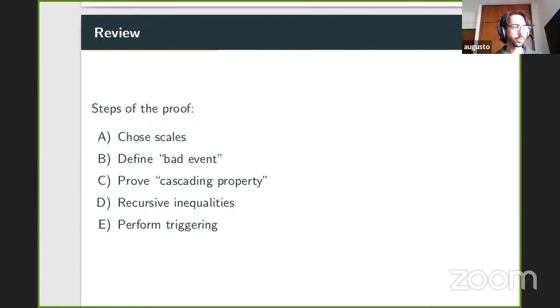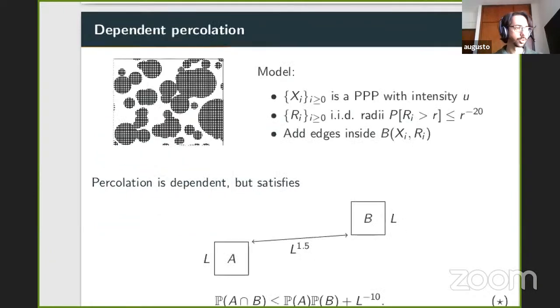Great. So we first chose scales. Then we defined what we call a bad event. We showed that it relates between scales and used this to prove a recursive inequality. And then we showed that if something happens in the first scale, it propagates. Now we're going to follow the same steps again with a different model to show that we can prove things that we cannot prove with counting paths. This is going to be a weird model just because it fits well this short time we have.